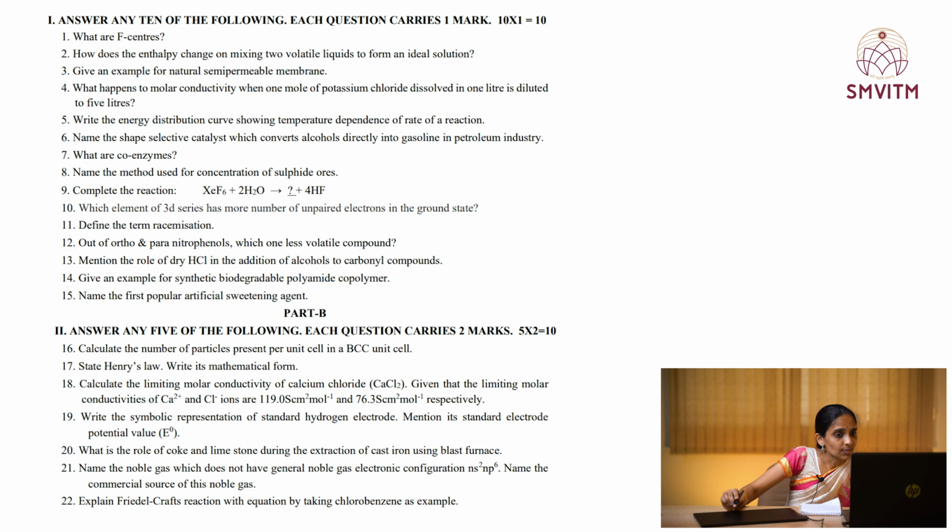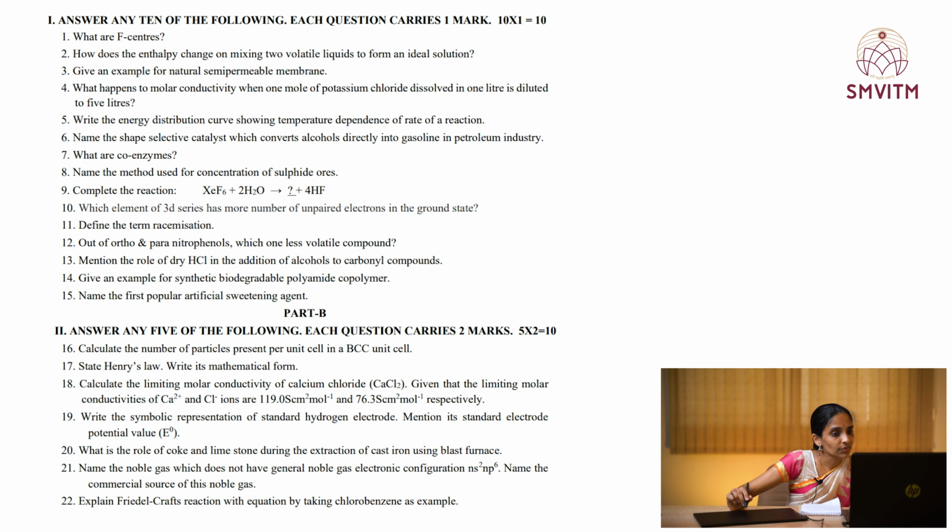14th one is a polymer question. Give an example for synthetic biodegradable polyamide copolymer. There are 2 biodegradable polymers, PHBV and nylon 2, nylon 6. Here the answer is nylon 2, nylon 6, okay, because you need a polyamide. Name the first popular artificial sweetening agent, a question from chemistry in everyday life. The answer is saccharin, okay.